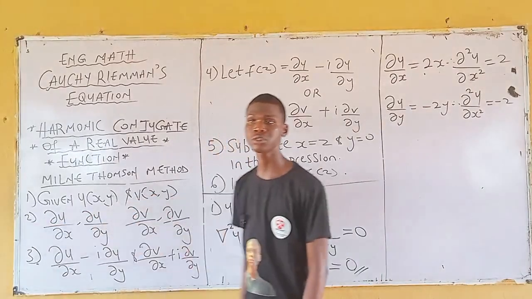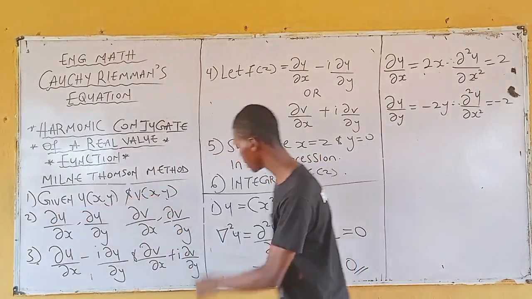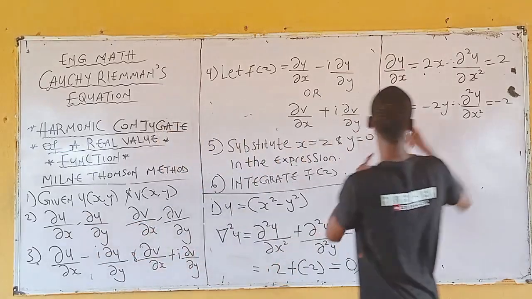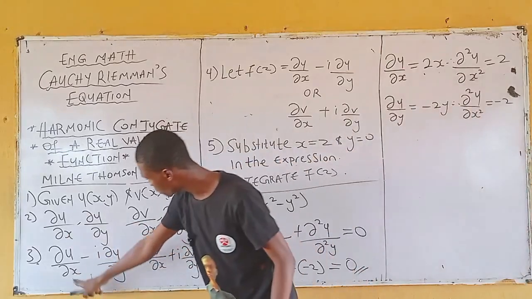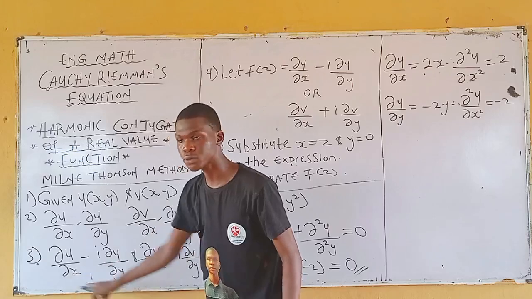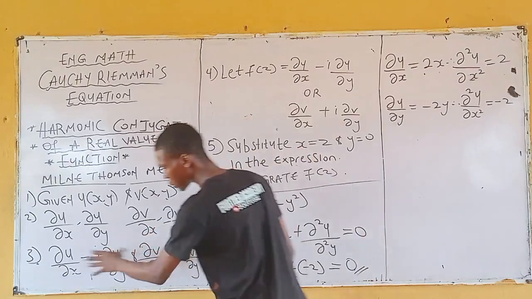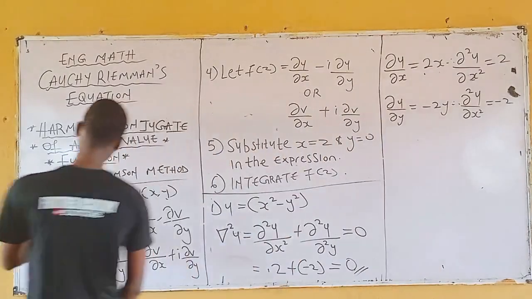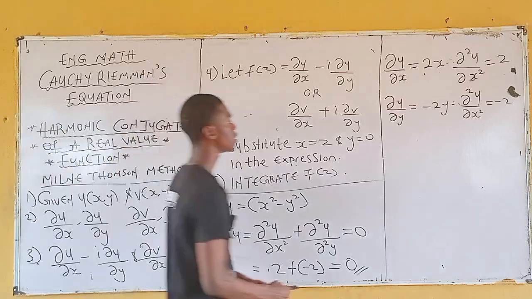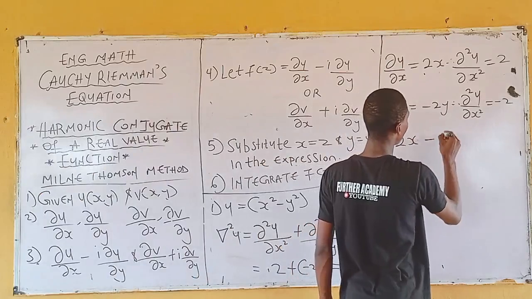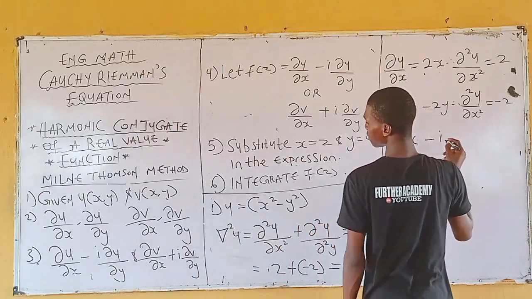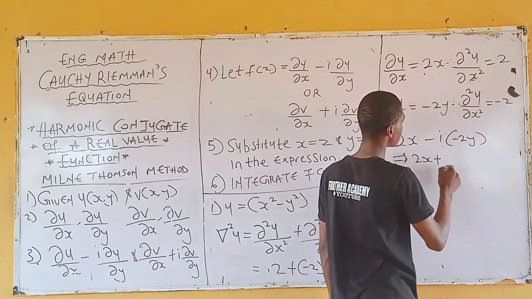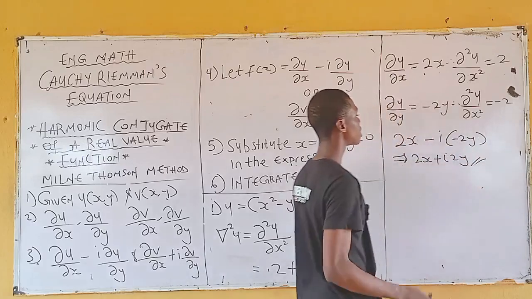Now let's implement these steps. Step 1, given this function. Step 2, find the derivatives, which we found already. Step 3, compute this by substituting values. Identify your partial du dx and partial du dy. We have 2x minus i multiplying minus 2y, so it implies 2x plus i 2y. This is step 3.